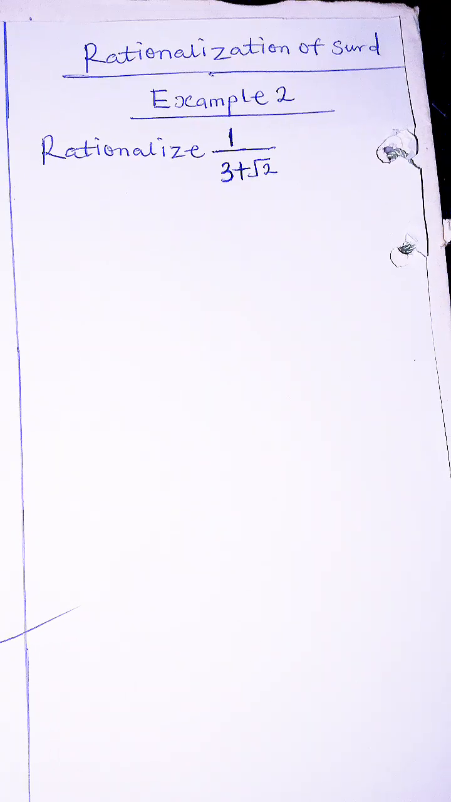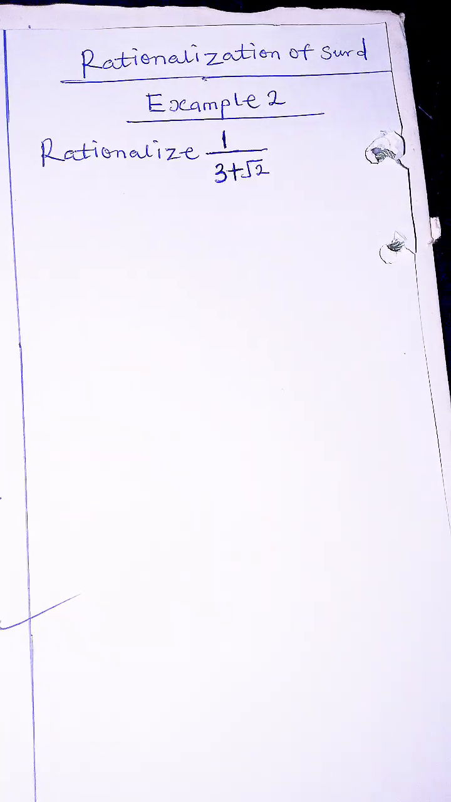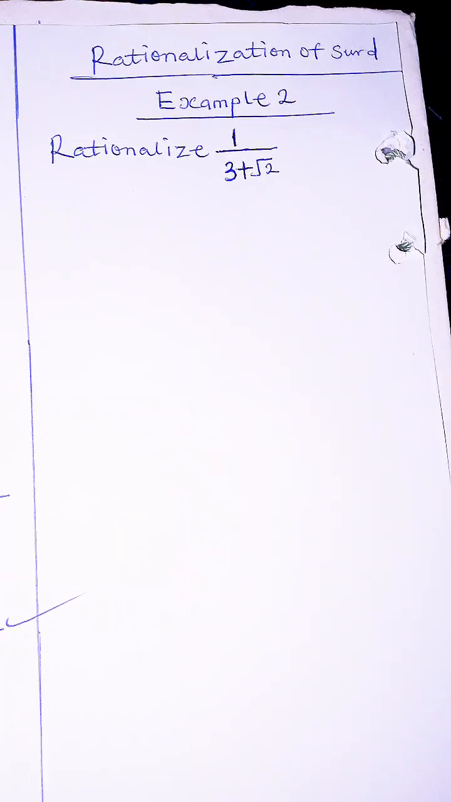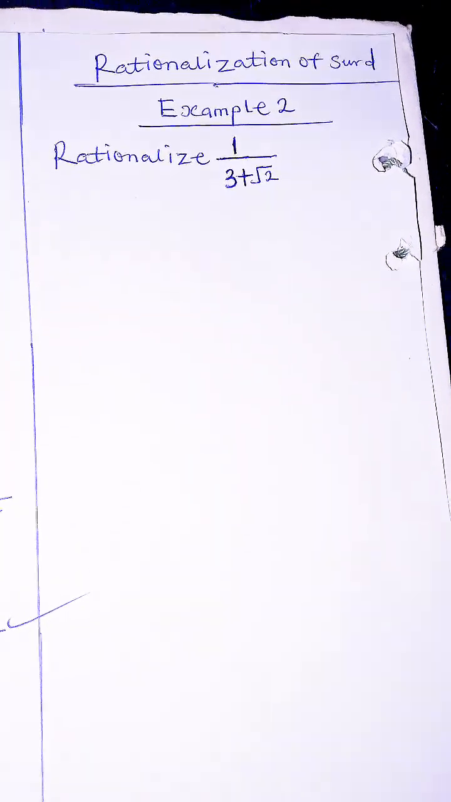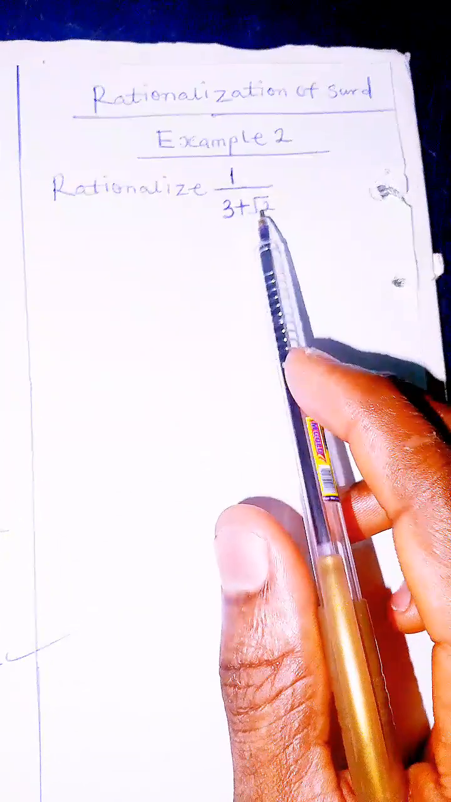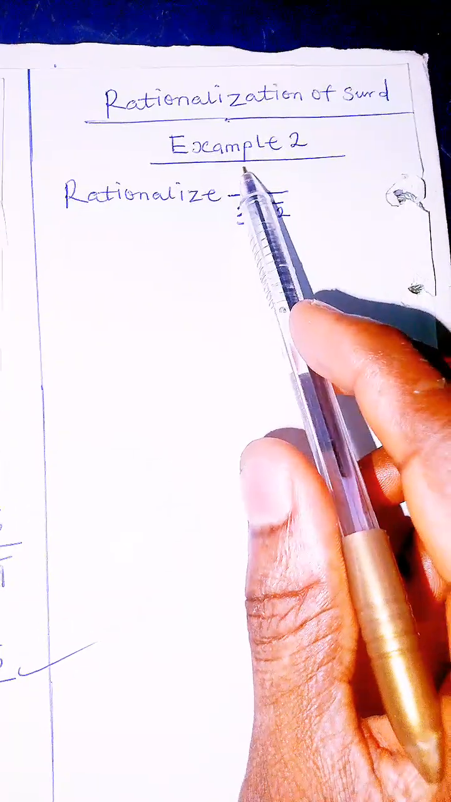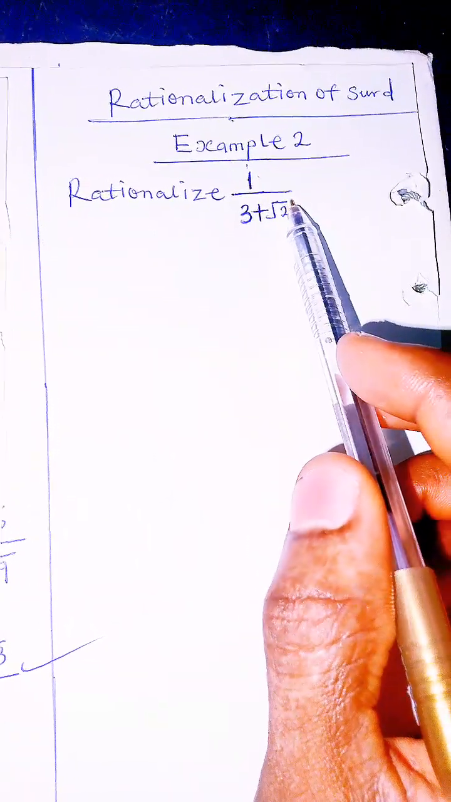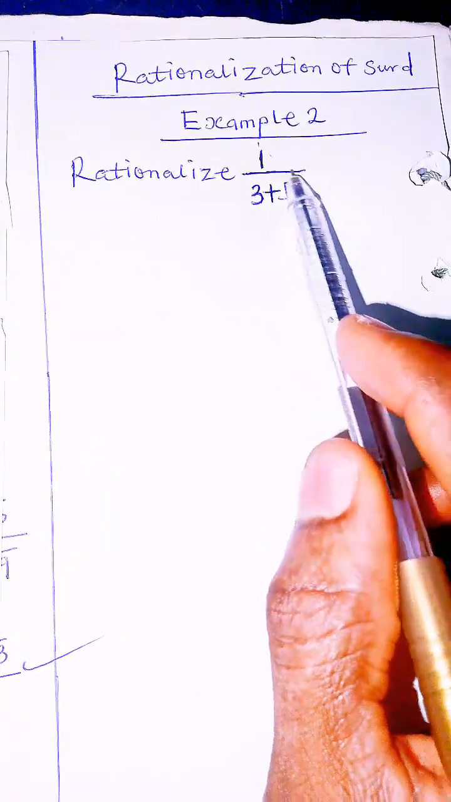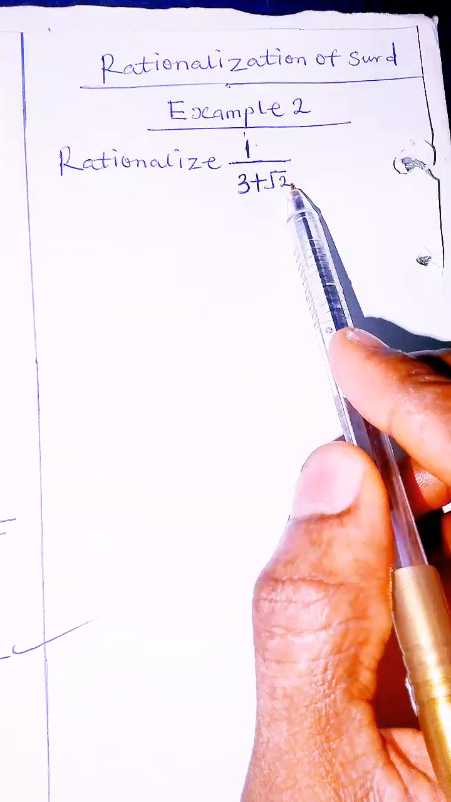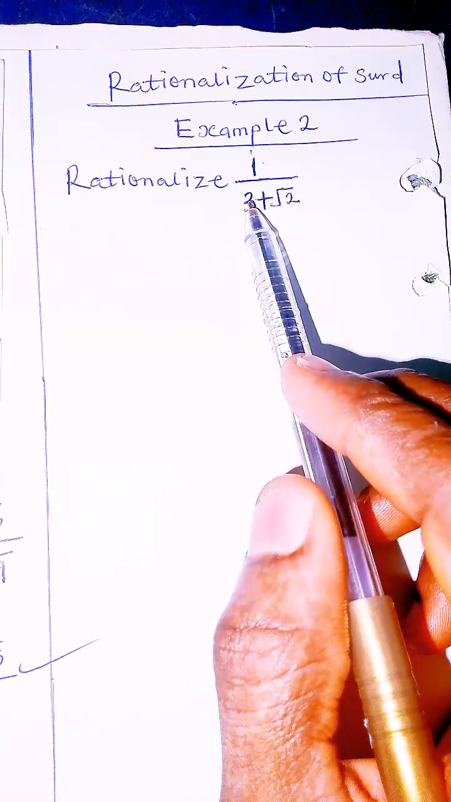In today's video, we are going to continue from our rationalization of surds. We are taking example 2. We are asked to rationalize 1 over 3 plus root 2. To rationalize this, like I've explained in my first example, we multiply both the numerator and the denominator by the conjugate. The conjugate of this surd is 3 minus root 2. Like I said, the conjugate of any surd is always the denominator with the sign changed.